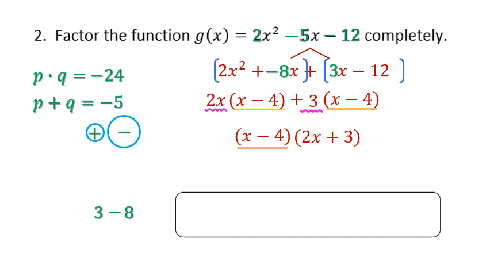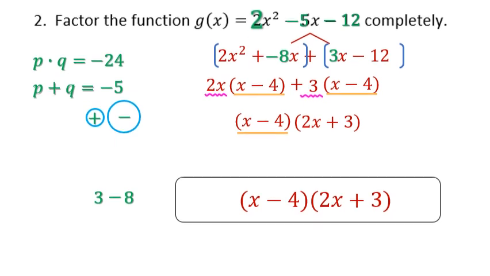It's worth a quick double check. Make sure you don't have a greatest common factor in either one of these parentheses. If we did, we could pull it out at the end instead of the beginning. We did check for it at the beginning, so I'm pretty sure we don't, and we definitely don't. So this is our answer. So let's move on to number 3.